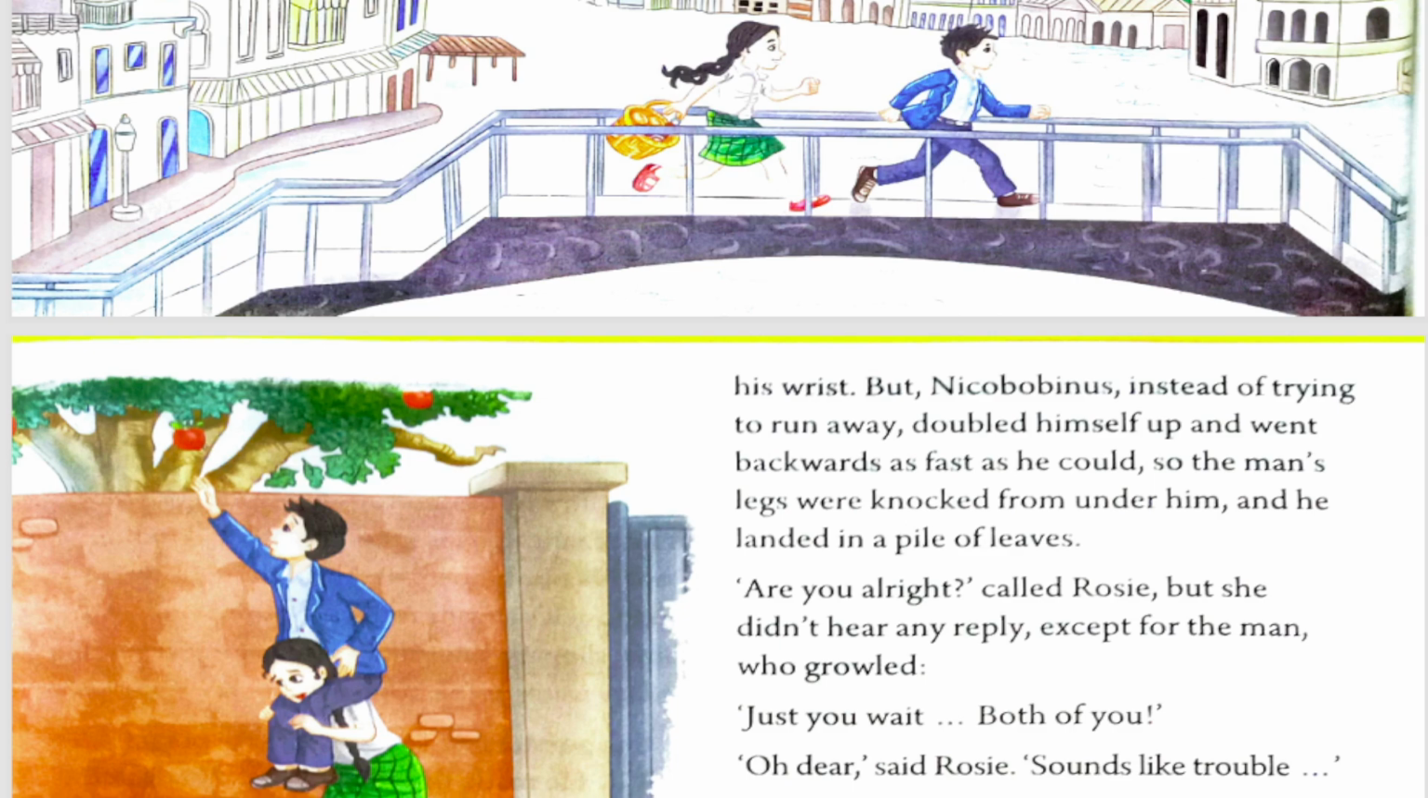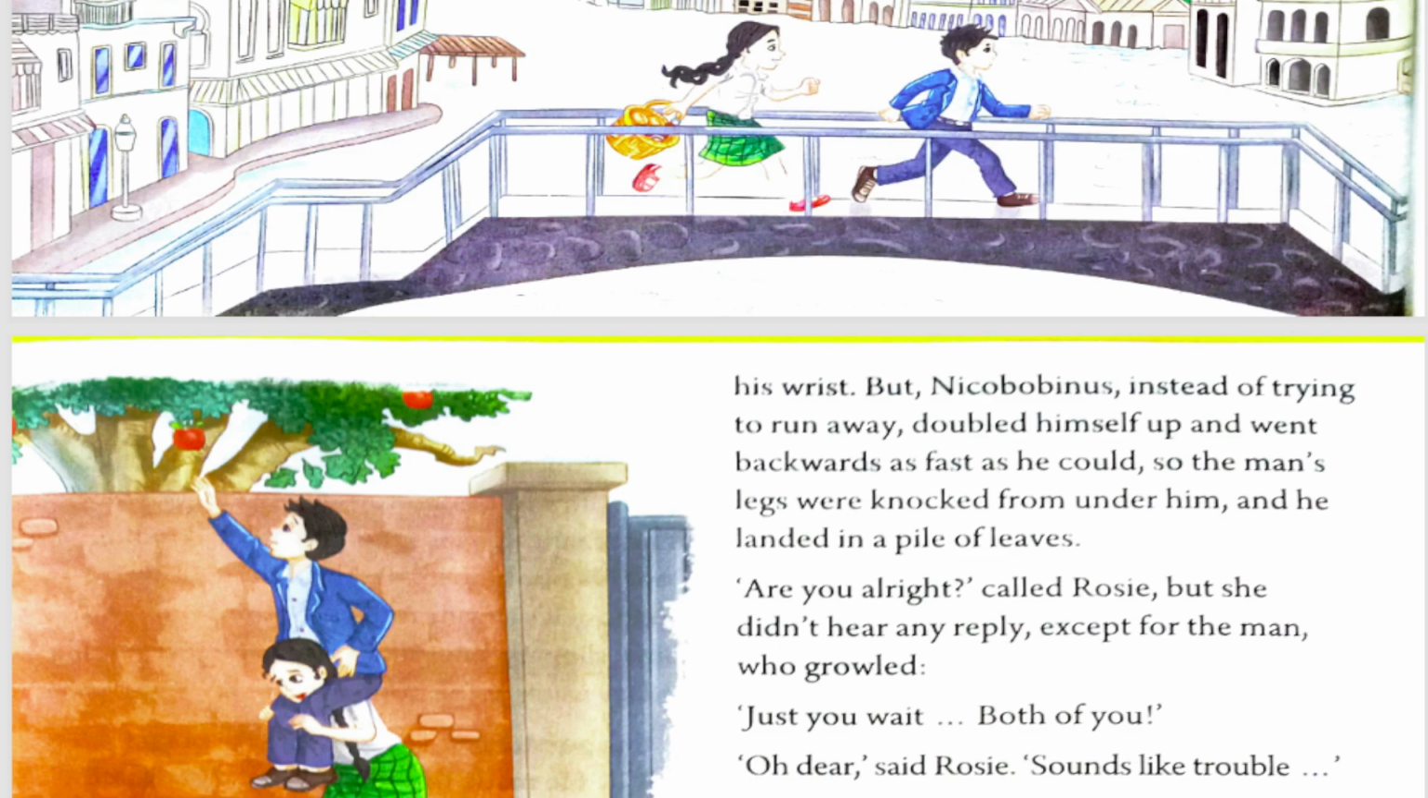After that, when Rosie understood something unusual was happening, she called Nicobobinus and asked whether he was okay or not. That means she asked about his well-being. But she didn't get any response from Nicobobinus. Rather, the man was growling and saying that he would teach a lesson to both of them who had come there to steal apples from his garden. Now, at this point, chapter 1 ends and chapter 2 begins.